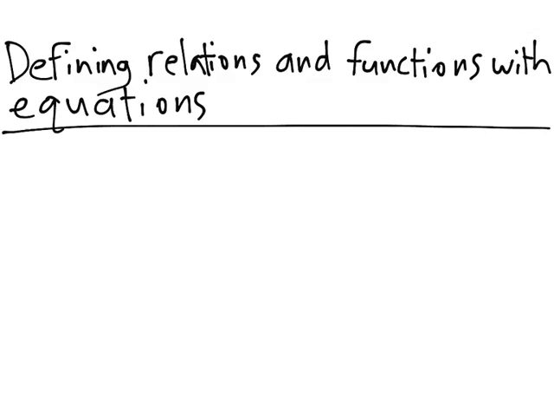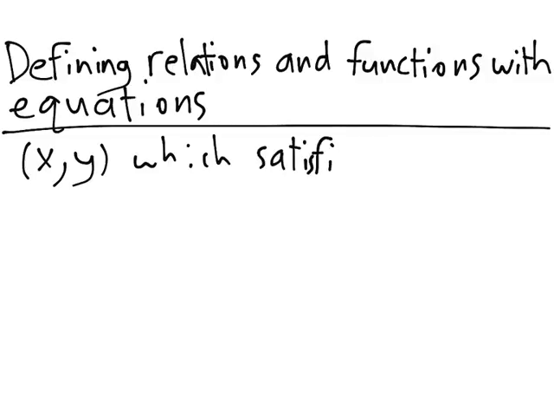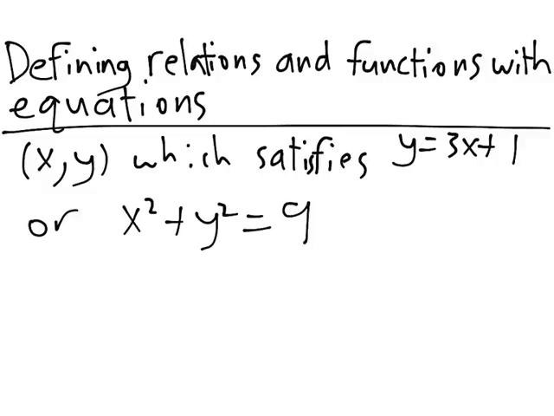Up until now, we've been defining relations and functions using sets of ordered pairs. But most functions and relations that we'll be dealing with have infinitely many points in them, so you can't really define them like that. Usually we'll be dealing with relations and functions which are defined by equations. We think of each point in the function or relation as the ordered pair (x, y), which satisfies some property. For example, y equals 3x plus 1, or x squared plus y squared is equal to 9.